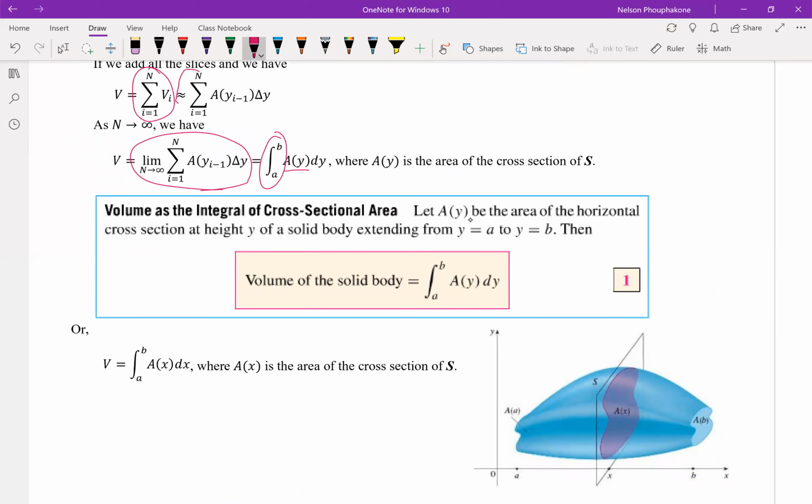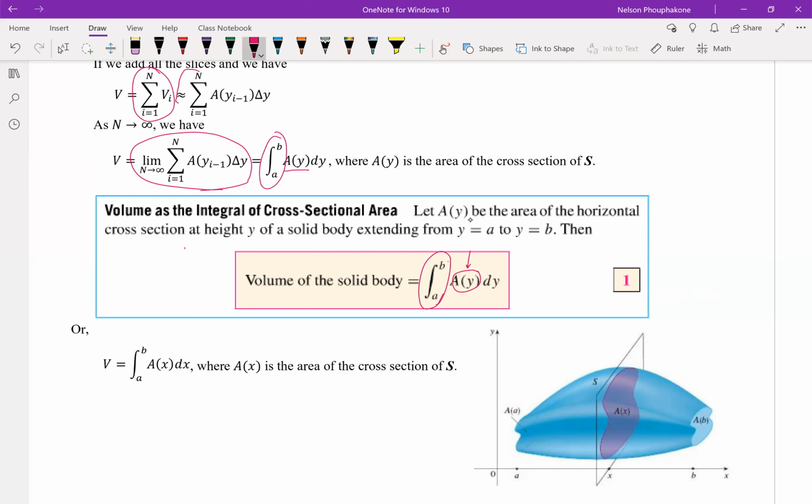Then let A of y be the area of the horizontal cross sections at height y of a solid body extending from y equals a to y equals b. Then the volume of the solid is the integral between a and b of A of y dy. Now remember, A of y is the area of the cross sections.